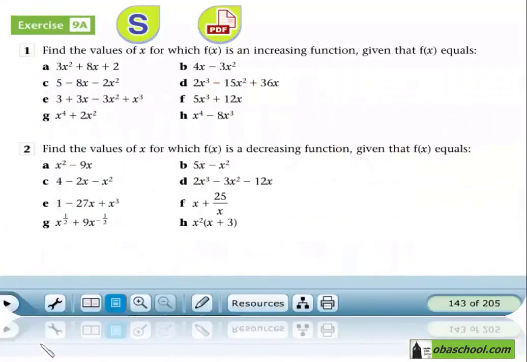Now you need to solve these exercises on your own. You need to find the values of x for which f of x is either increasing or decreasing. You simply do the differentiation, define the gradient if it is positive or negative, then you represent the values of x as an inequality on the number line, just like we solved this example.